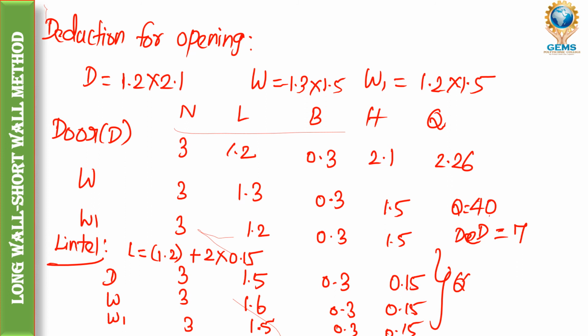At last, we need to subtract the deductions from the BB masonry, and only then can we get the net quantity. So we need to do 40 minus 7, and we will get some quantity. That is the net quantity of BB masonry. So the net quantity is some 33 point something. This is how we need to calculate the quantity for BB masonry.